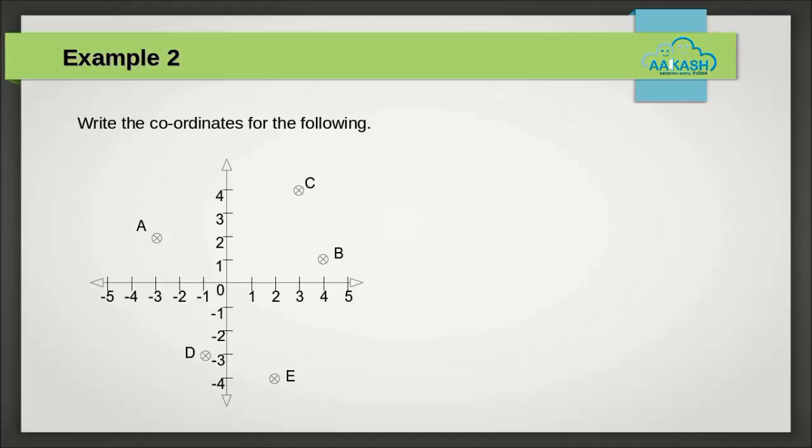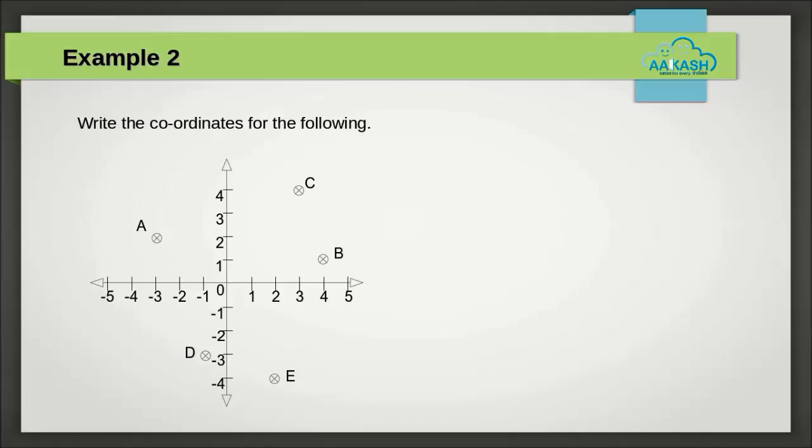Now let's take a look at example 2. In this example, we will see how to determine coordinates of various points given on a graph. Here we have 5 points A, B, C, D and E plotted at various places. To find the coordinates of a point, we need to drop a perpendicular to each of the two axes from the given point and note the points of intersection.